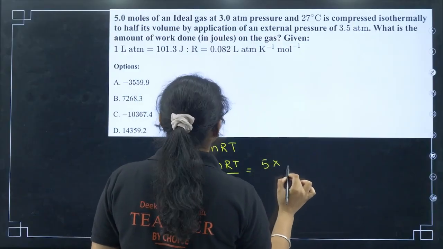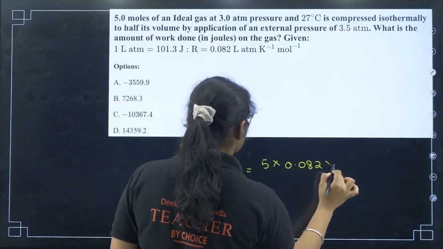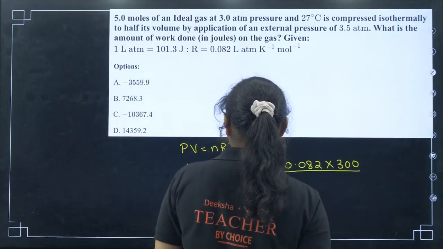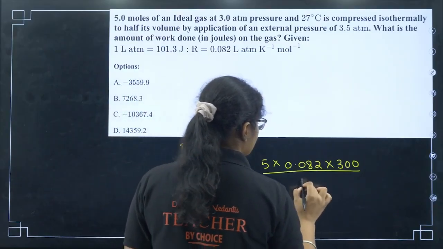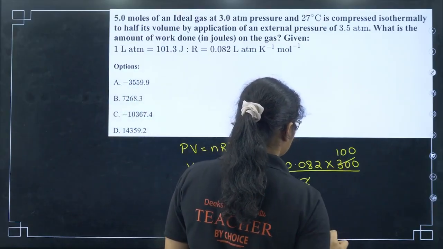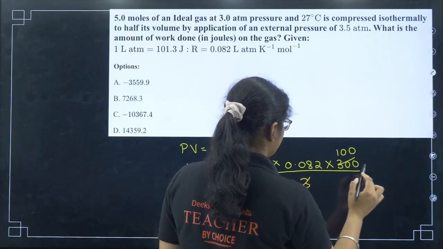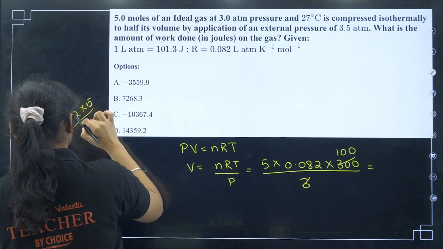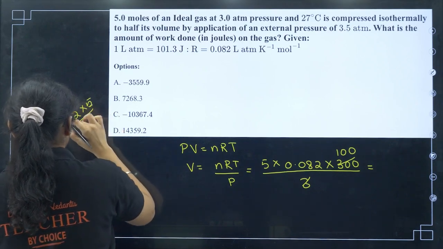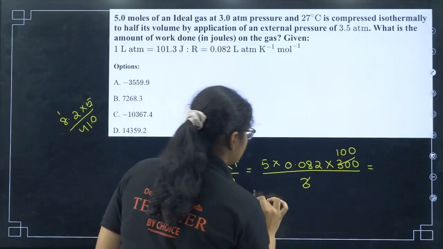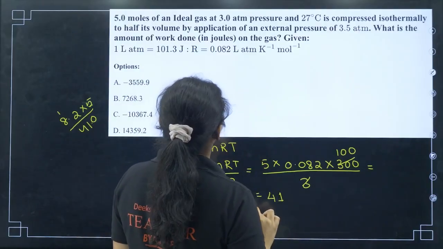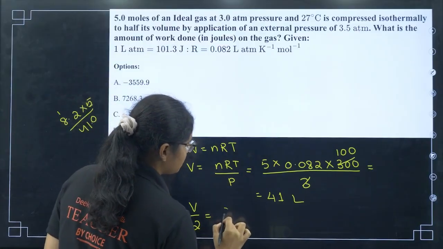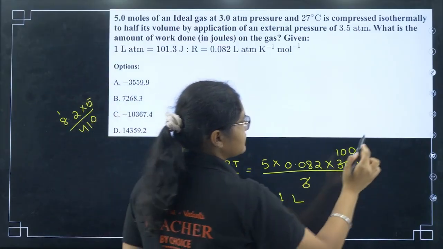What is the number of moles of ideal gas? 5, okay. R is 0.082, okay. Temperature is 300, and the pressure here is also how much? 3 atm, right. So I can write it like this: 100, then this one can be written as 8.2 into 5. 8.2 into 5: 5 2s are 10, 5 8s are 40, plus 1 is 41. So the volume here is 41 liters. So what is V by 2? The final volume was half the initial volume, so 41 by 2 will be 20.5 liters, okay.